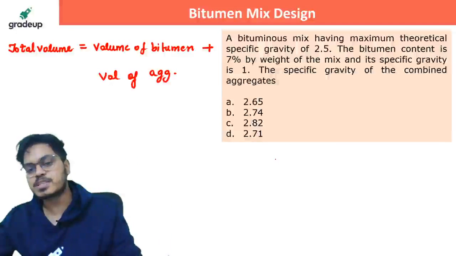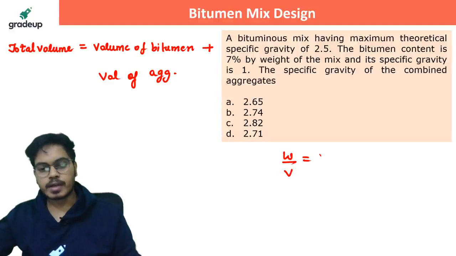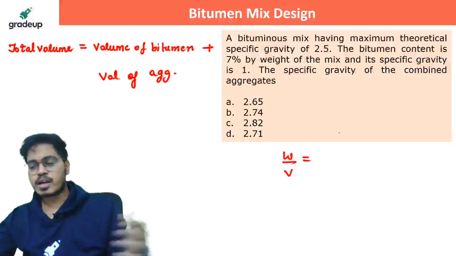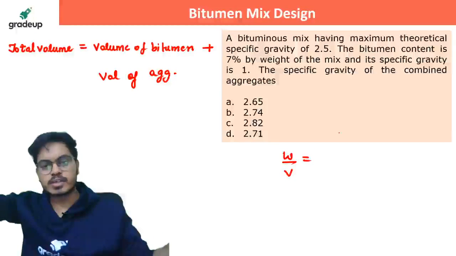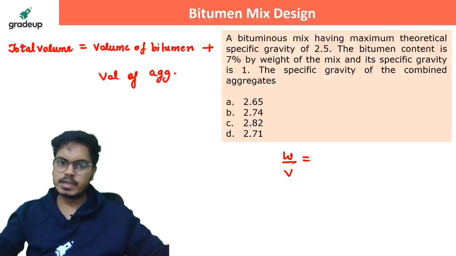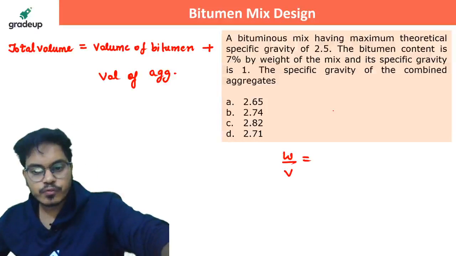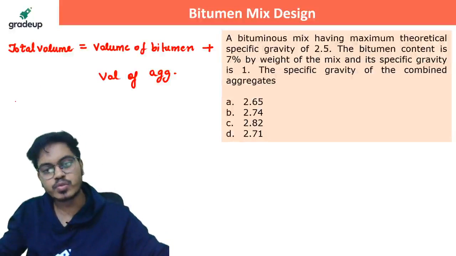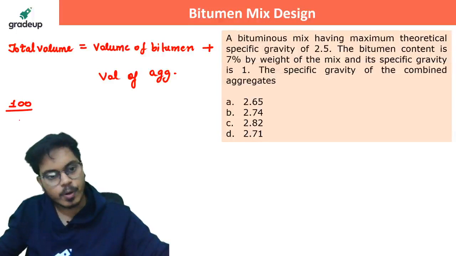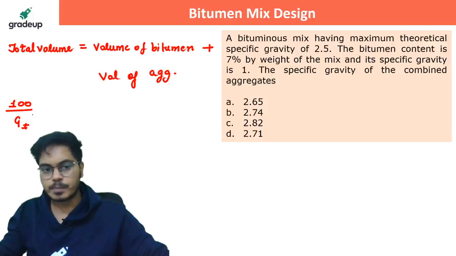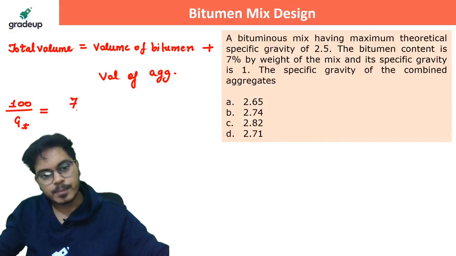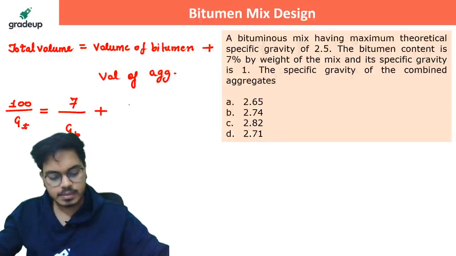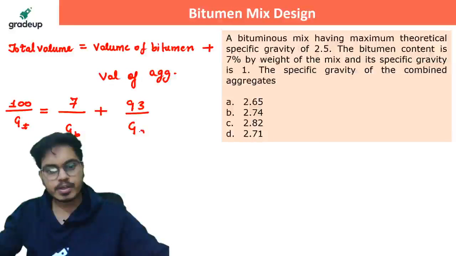Basically, see what is specific gravity, guys. Weight upon volume gives you the unit weight, and then the unit weight of the mix divided by the unit weight of the standard fluid. In liquid it is water only, right? So from there, you can also write it in percentage. It can be written as 100 upon the theoretical specific gravity of the mix equals 7 upon the specific gravity of the bitumen plus 93 upon the specific gravity of the aggregate.